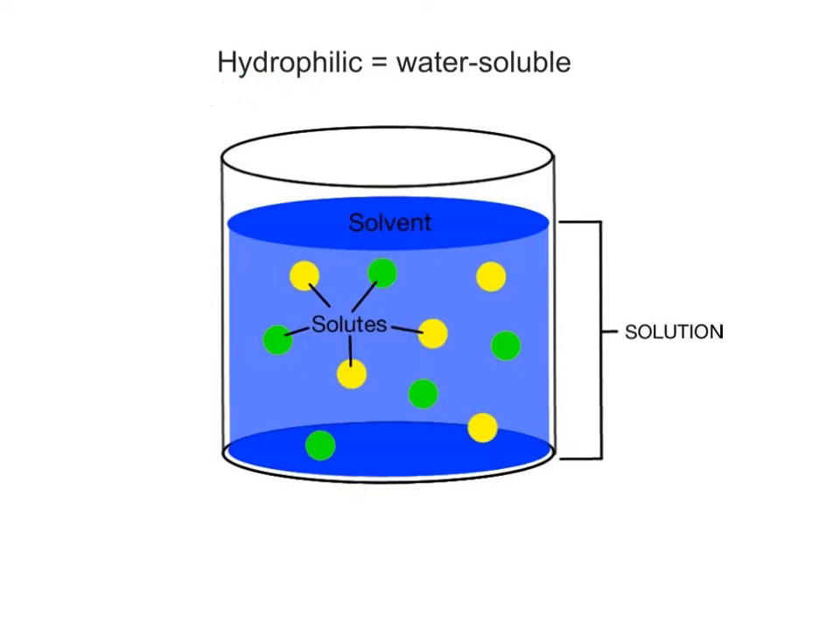Hydrophilic solutes, such as salts and sugar, can easily dissolve in water because they carry a charge or contain polar covalent bonds. These solutes are described as being water-soluble. The term hydrophilic actually means water-loving, which describes the chemical attraction these solutes have with water.